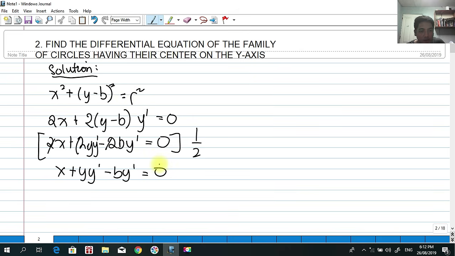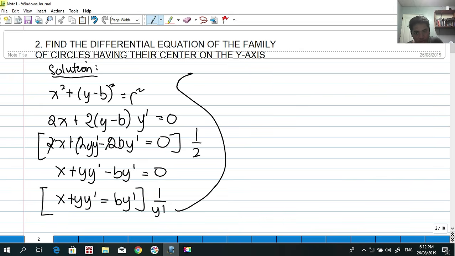And now it's time for us to again eliminate this constant. So what will we do? x plus y y prime is equal to b y prime. If we divide this whole equation by y prime, what are we going to get? We'll be getting b is equal to (x plus y y prime) over y prime. And if we differentiate this once again, we're going to eliminate this b here.